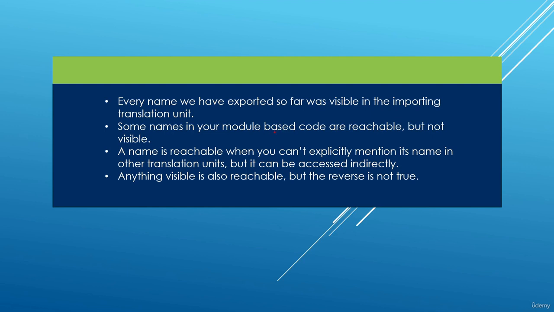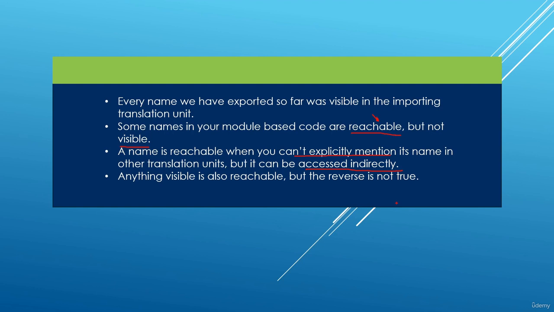Some names in your module-based code are reachable. Okay, so this is a new word, reachable, but not visible. But what does this mean? A name is reachable when you can't explicitly mention its name in another translation unit, but it can be accessed indirectly. But how do you access something indirectly? We're going to see an example in a minute, but keep this in mind. Anything visible is reachable, because you can really use it, but the reverse is not true. You may have something that is reachable, but not visible.